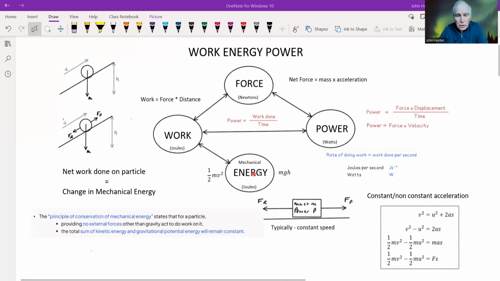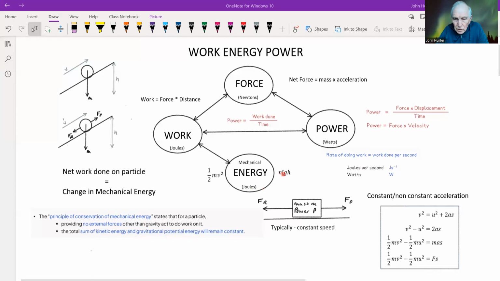Let's think about energy, shall we? We're talking about mechanical energy, so there are two forms of energy. We have kinetic energy, which results not only from its mass but its velocity squared, in fact, half mv squared, and potential energy. Both of these are measured in joules.